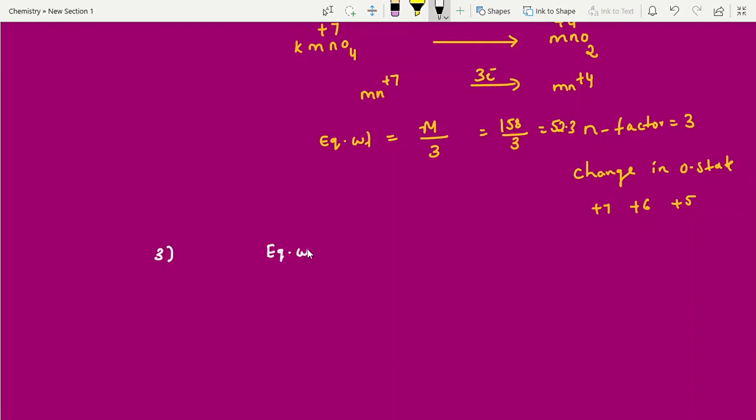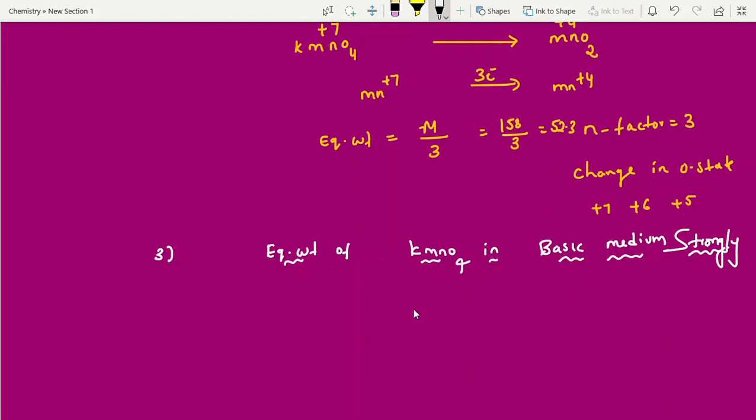Equivalent weight of KMnO4 in basic medium. It is strongly basic. Please make a note; don't confuse the above question and the below question. That one is weakly basic, and this is strongly basic.